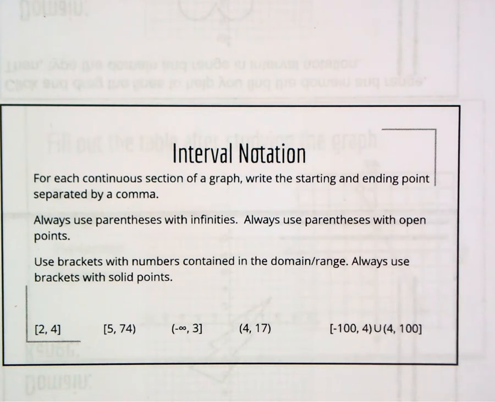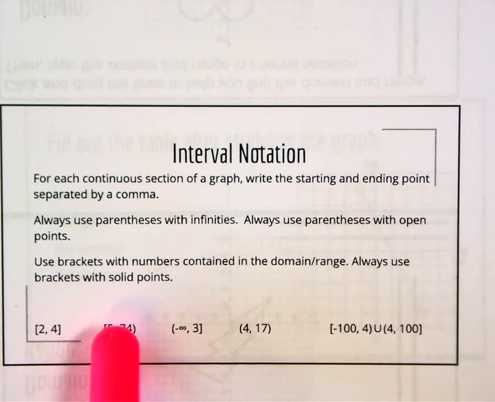Some functions we're going to look at are going to have arrows on either side or both sides, and that means that the graph is going to approach infinity. It goes off of the page. And so when we use interval notation, when we use infinity, we always use parentheses. And then you've got brackets to choose from, and that's when that number or value is contained within the graph. And so that's a solid point on the graph.